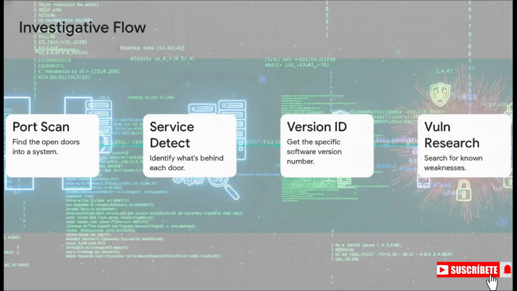This is the classic workflow, and it makes perfect sense. You start with a port scan to find those open doors. Then, service detection tells you what's running behind the door. Is it a website, a file server? And this is the most important part. Step 3 is version identification. It's not enough to know it's an Apache web server. You need to know it's Apache version 2.4.49. That very specific number is the key that unlocks everything else.